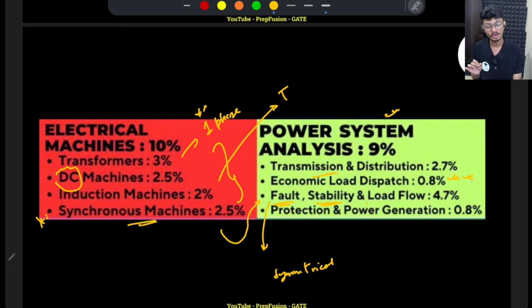So this is a very rewarding topic, and this will not take you more than 2 to 3 hours to study, and you are getting one question, either of 1 mark or 2 marks sometimes. So very good topic, mostly 1 mark only. So I will suggest you study economic load dispatch.